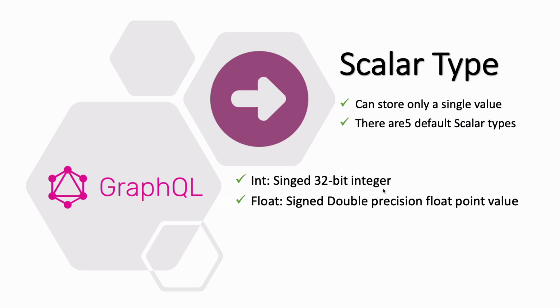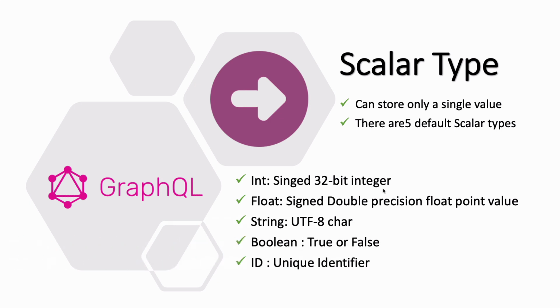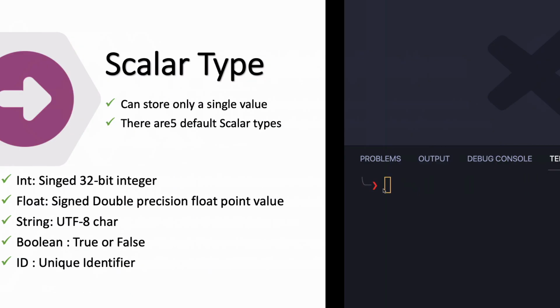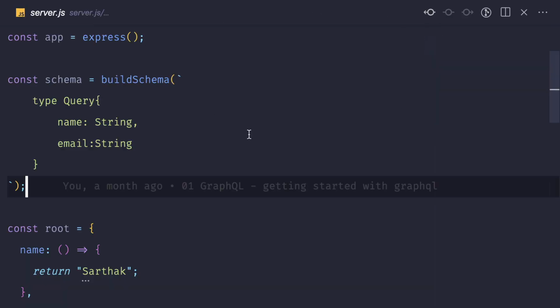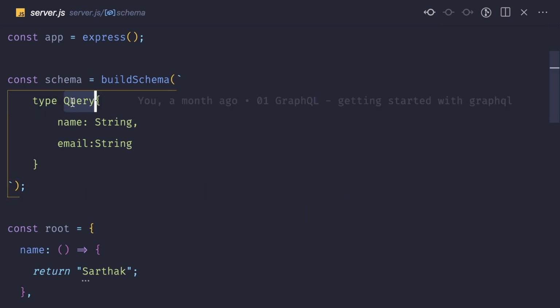Then comes Float, which is double precision, that means decimal values, then String, as you know, and Boolean, true or false, and finally the ID, which is a unique identifier for each of the objects you are getting. So these are the things, but how can we understand them actually? Let's go here on this server.js, and here you can see, as I told you, we have already seen the type for the query.